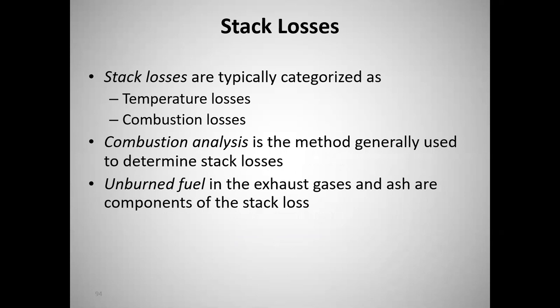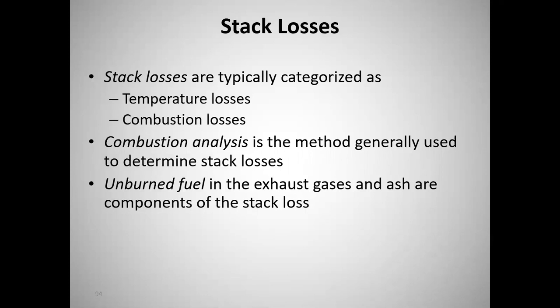Stack losses are typically categorized on the basis of temperature losses or combustion. Combustion analysis is a method generally used to determine stack losses. Unburned fuel in the exhaust gases and ash are components of stack loss. So on a coal-fired boiler, any carbon that's left in the ash is considered a lack of carbon burnout, because that's carbon that you purchased that you did not combust to CO2. And the term for that is loss on ignition, LOI. So in the coal boiler industry, LOI means loss on ignition, and it refers directly to the amount of carbon that you measure in your ash.